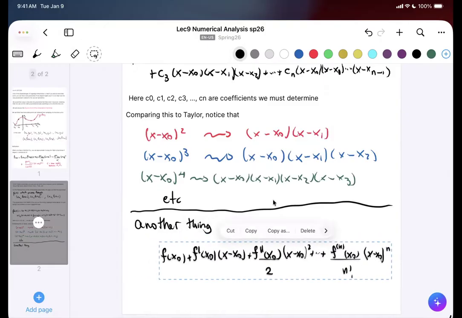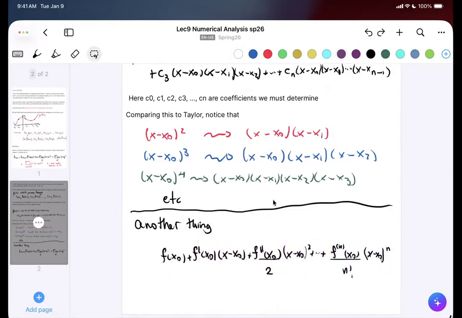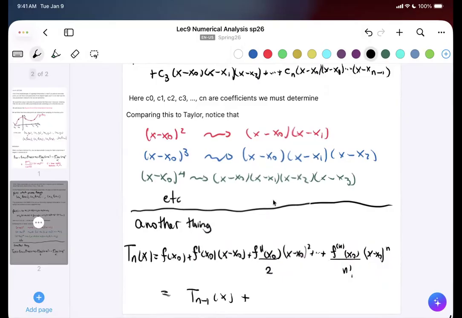If you call this polynomial the Taylor polynomial of degree n, I'll use uppercase T for Taylor, then just from the way it's structured, you can see that it is the Taylor polynomial of degree n minus 1 plus an extra term. It is the same formula. Notice that this is the same as the Taylor polynomial of degree n minus 1 plus an extra factor, which is f^(n) of x0 over n factorial times x minus x0 to the n.